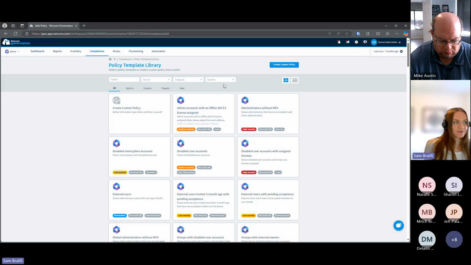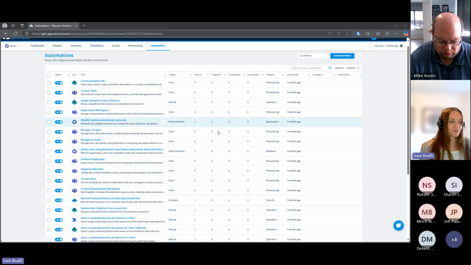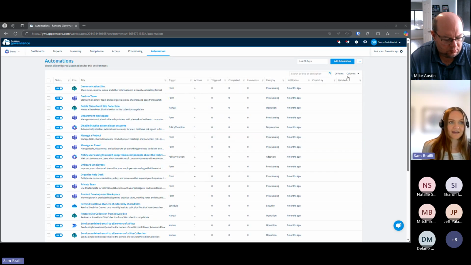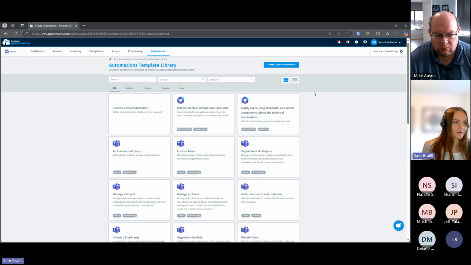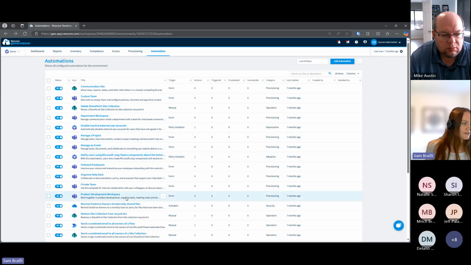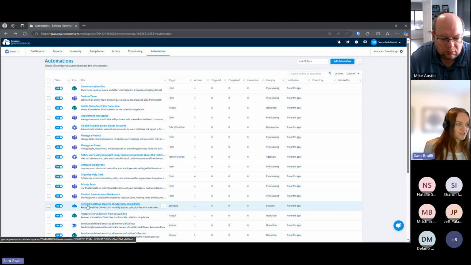And then finally, I'm just going to move on to automation. So this is where you can set up automations to keep your environment compliant. Again, you can see a list here of all these pre-configured automations that have been created, and you can come in and create your own one by simply coming up here. Again, you've got templates of ones that you can create, or you can create your own one from scratch. Just to give you an example of one, let's have a look at, keeping on the theme of externally shared files, let's come down here to remind OneDrive owners of externally shared files.